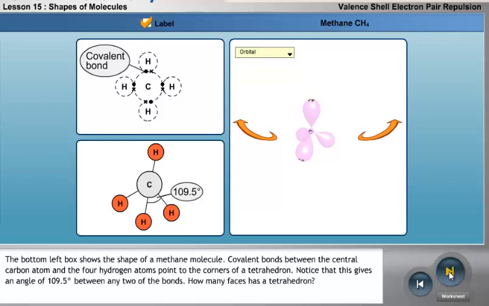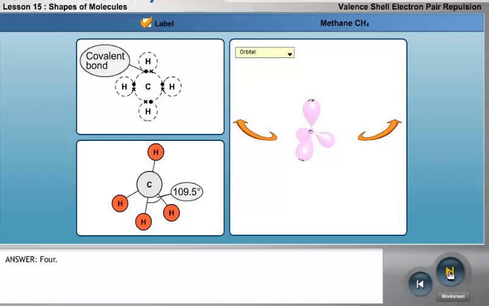The bottom left box shows the shape of a methane molecule. Covalent bonds between the central carbon atom and the 4 hydrogen atoms point to the corners of a tetrahedron. Notice that this gives an angle of 109.5 degrees between any 2 of the bonds. How many faces has a tetrahedron? Answer: 4.